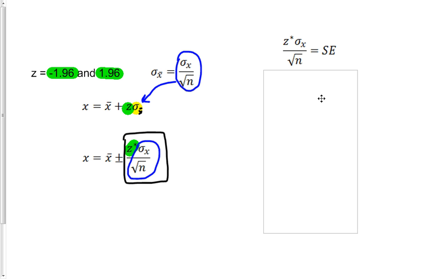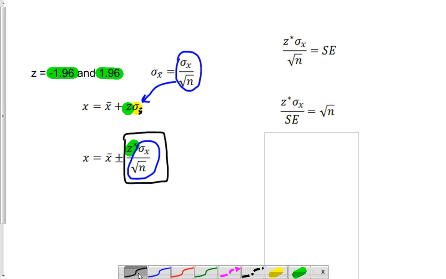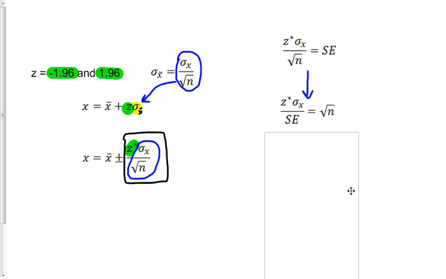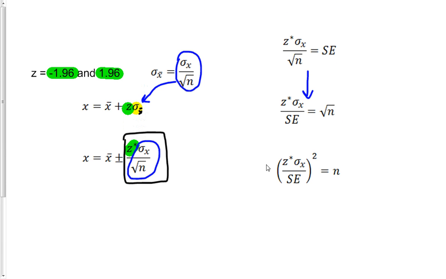If we want to solve it for sample size, let's do a little bit of algebra and move some stuff around. Divide both sides by standard error, multiply both sides by the square root of n, and you're going to be looking at something like this. I took this equation, did some algebra, and got down to here. Finally, if I'm solving for n and I have the square root of n, I need to square both sides. So I'll square the right side to get n, and I'll square the left side, and I'll have all of that in parentheses, all squared.